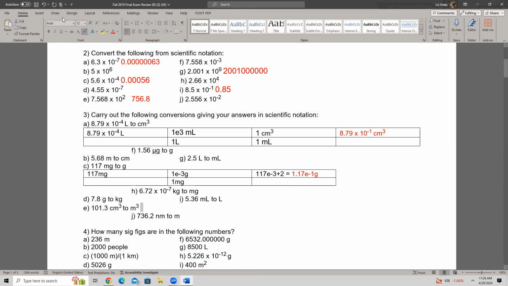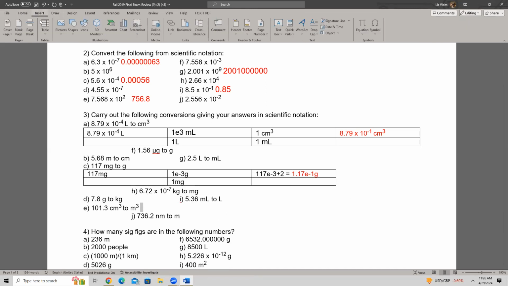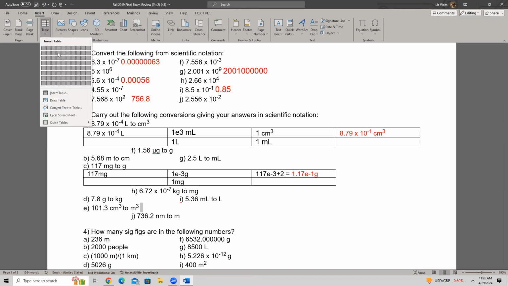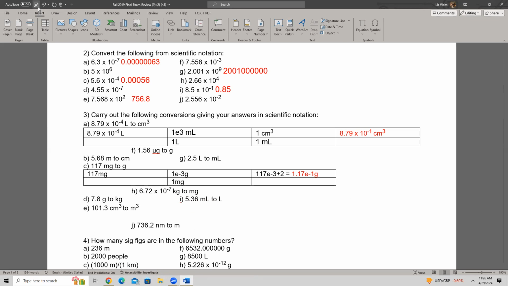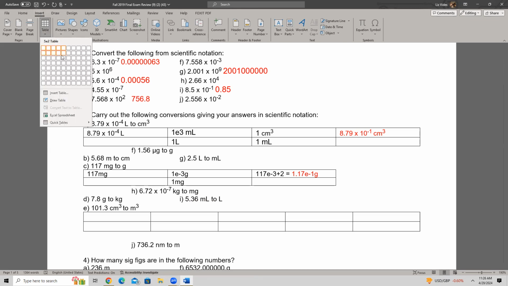E is, again, we're going to just insert the same table, even if we don't need as many as 4. Why are you not letting me insert a table? Oh, okay, I see why. All right, table of 4.